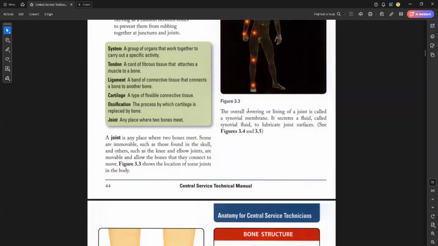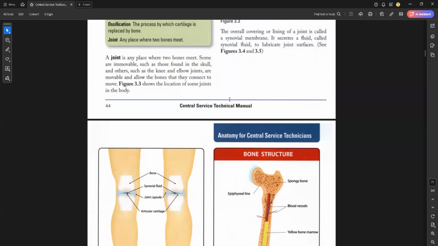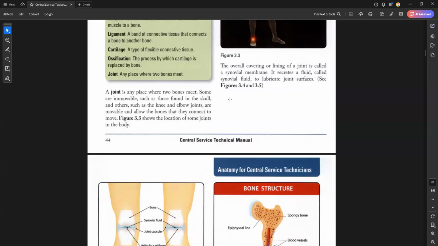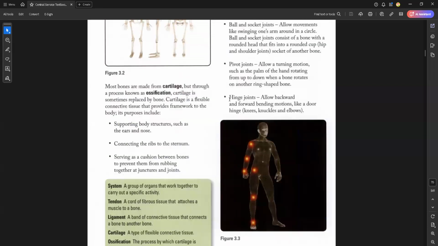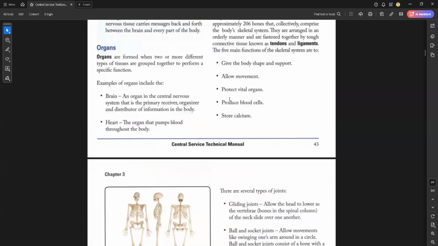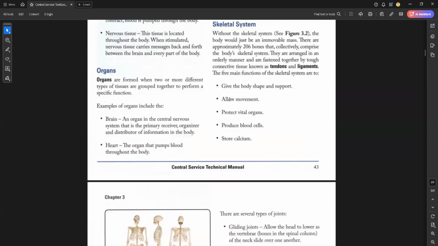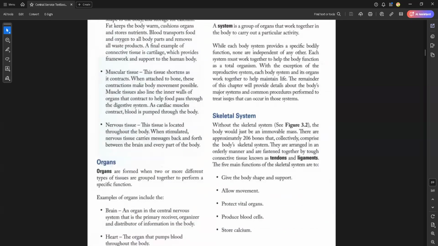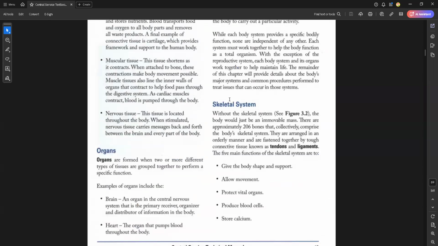Can we go up, director? There are some examples at the top above figure 3.3. Right there. Very good. Yes. Almost there.